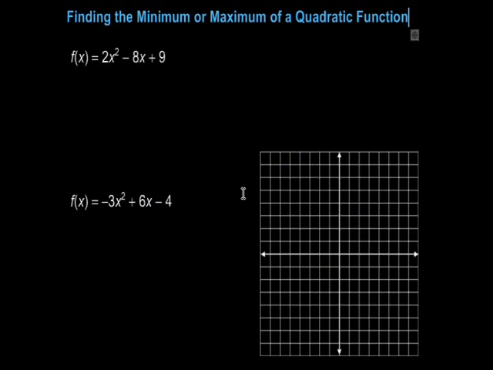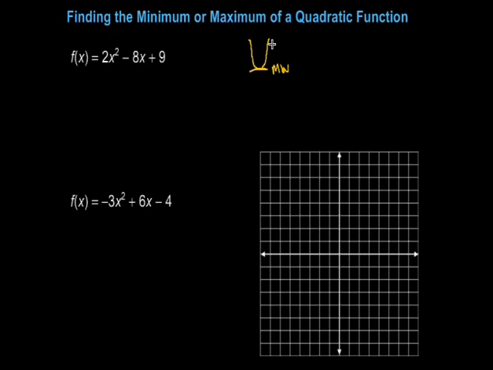In this video, we're going to take a look at finding the minimum or maximum of a quadratic function, as well as stating the domain and range. Alright, so let's take a look at this first one. And when we talk about minimums and maximums in quadratic functions, remember that a quadratic function is in the shape of a parabola. So if it opens upward, we're going to have a minimum right here, because this is as low as it's going to go.